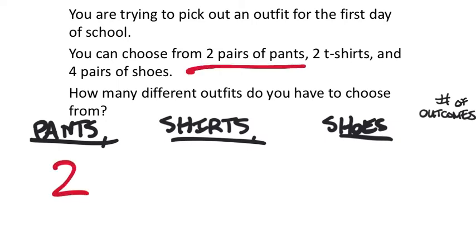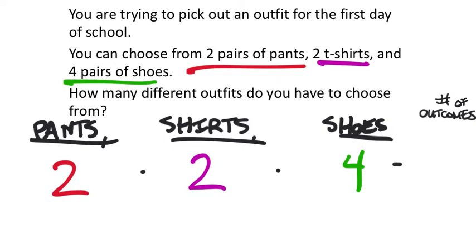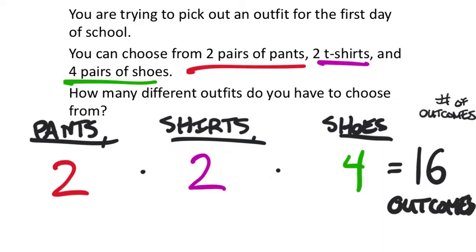You see, you got 2 options there in the first, I guess for us, the first article of clothing. You got 2 t-shirts, so there's only 2 of those. And you have 4 pairs of shoes. All we're going to do is multiply these together. 2 times 2 times 4 gives us 16 possible outcomes. So that's how you use the fundamental counting principle.